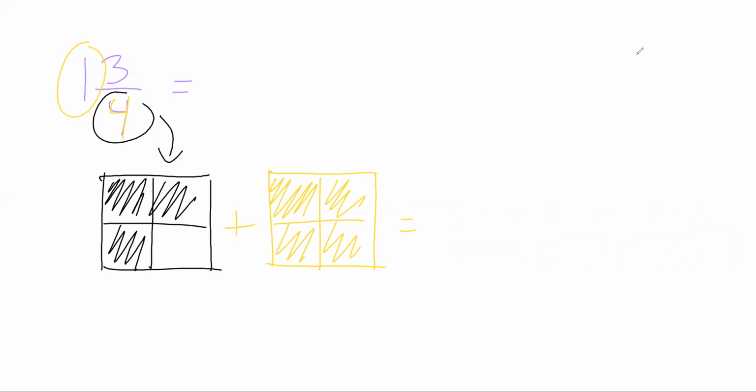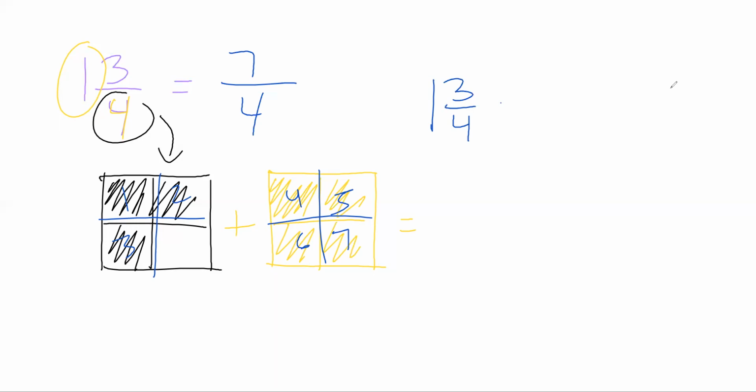And then if we break that apart, we can just count what we have. We know we have fourths, that's a given, because they're both cut into fourths. How many do we have? We have 1, 2, 3, 4, 5, 6, 7. We have 7 fourths. So 1 3/4 is the exact same thing as 7 fourths. These are equivalent, a mixed number and a top-heavy fraction, same thing.